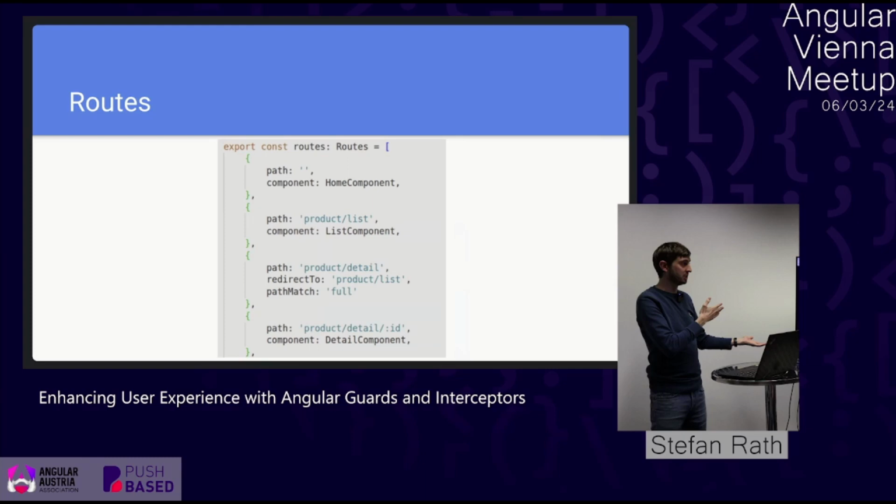But what is a root? A root is some entry point in your application. We have a home component which is routing the start page, just slash, products list will show us the list component, and we see here, can I use my mouse here?